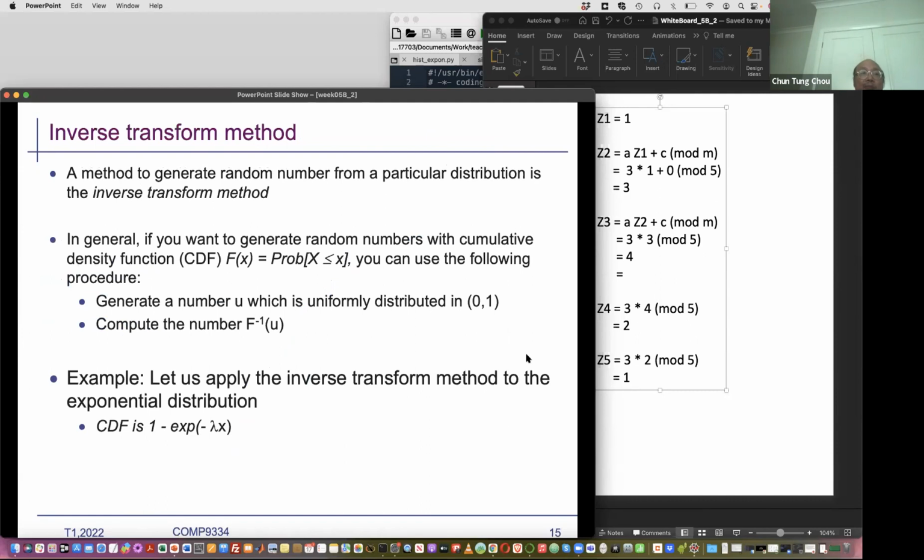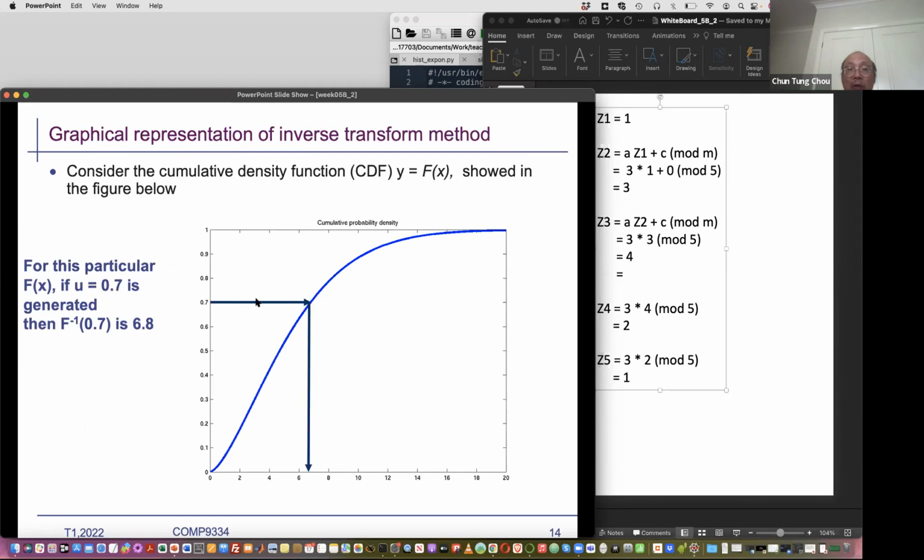Now, this is the more detailed description of the inverse transform method. If you want to generate random numbers with a cumulative density function fx, you use this procedure. You generate a number U, which is uniformly distributed in 0, 1, and then you compute the inverse of U. What we did by drawing this horizontal line and then dropping the vertical line when we hit the curve is effectively computing the inverse of fx at the value of 0.7.